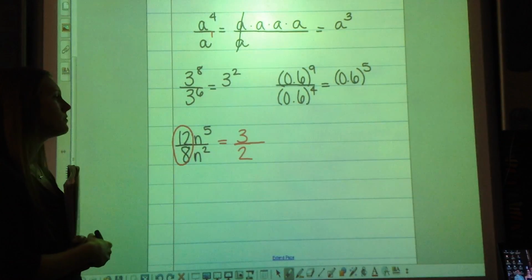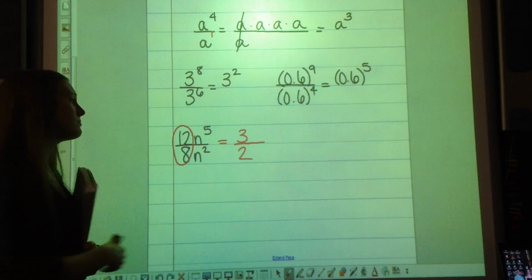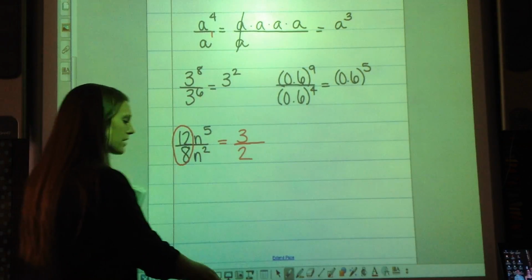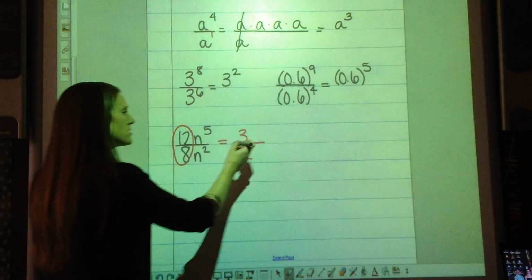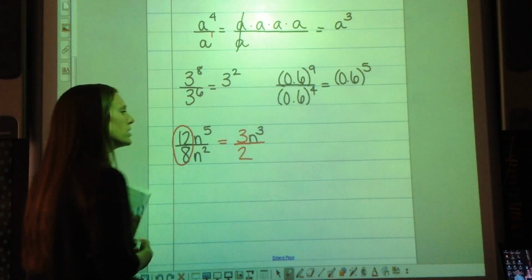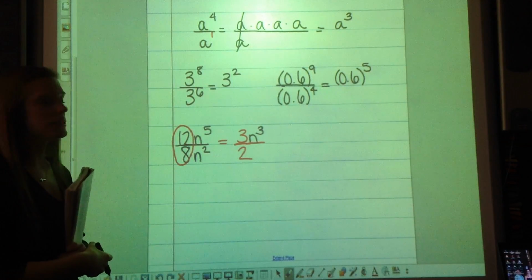Okay, now I'm going to work with the variables. Because they're divided and they have the same base, I'm going to subtract their exponents. So 5 minus 2 is 3, and that goes in the numerator, because there are none left in the denominator.